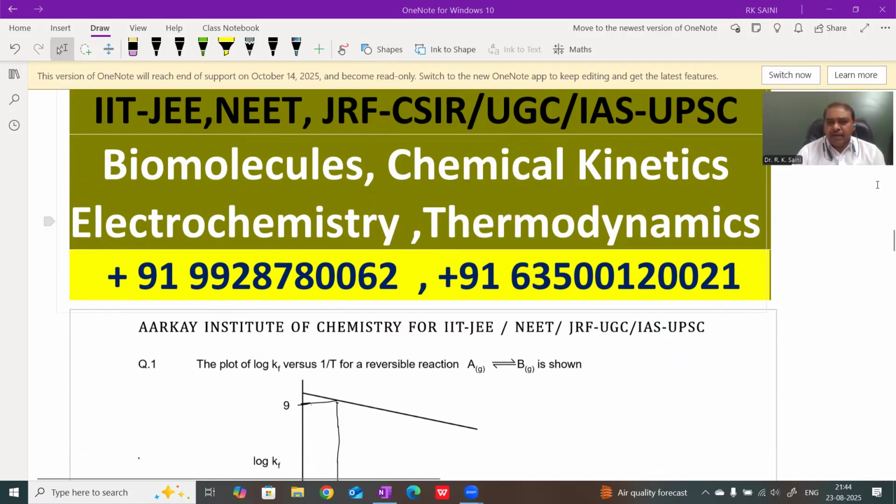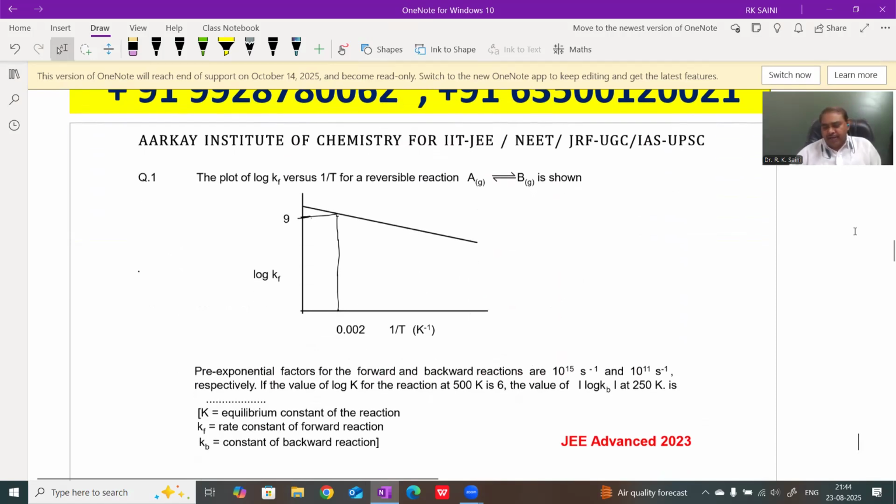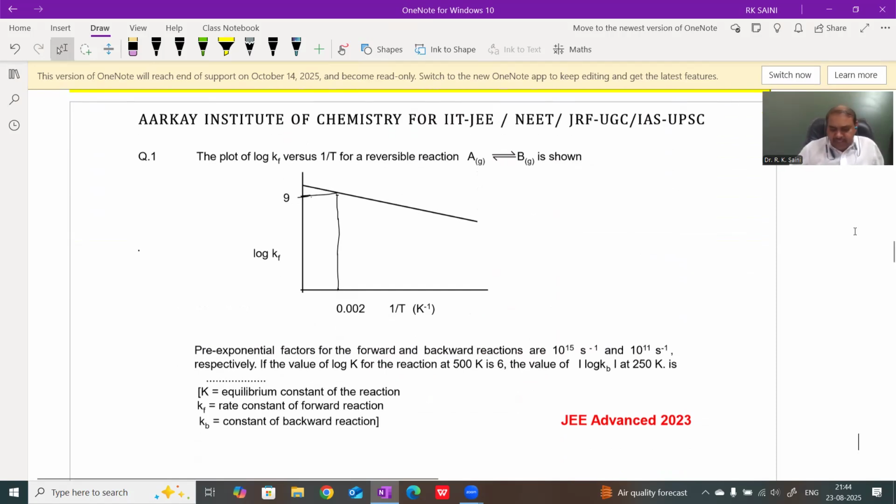This question was asked in the JEE examination in 2025. This question is related to the Arrhenius equation of chemical kinetics. First, we read the question carefully, then discuss some basic concepts and solve the problem. Question first: a graph is given between log kf and 1 upon T for a reversible reaction.